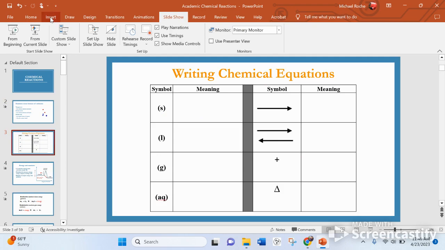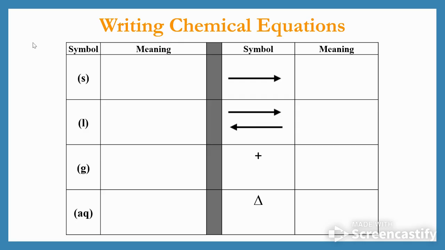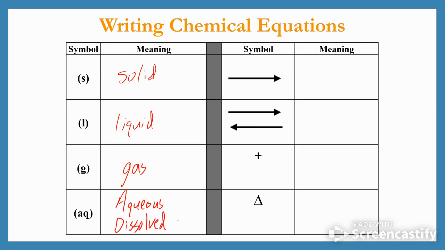These are some symbols that we use for reactions. The S means that something would be a solid. The L means something would be a liquid. The G means something would be a gas. And the AQ stands for aqueous, which means it's dissolved in water. And we use these as indicators for a reaction so that you can know what phase different chemicals would be in.